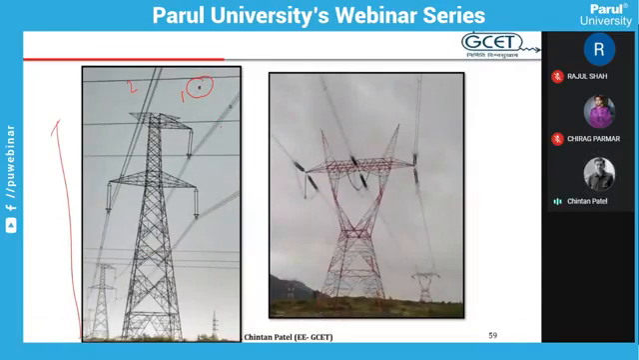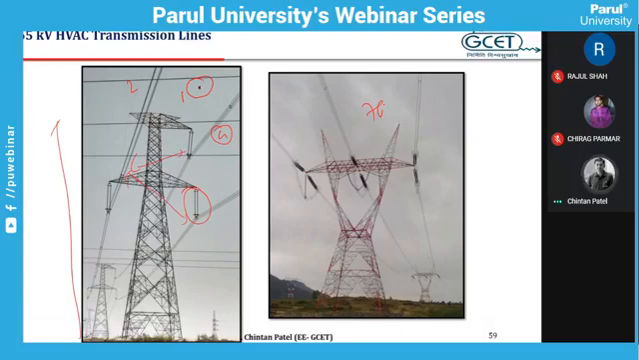Then 4 conductors per bundle, number of insulator discs, height of the tower, shape of the tower, and distance between two conductors. All these are saying that this is certainly a 765 kV transmission line. So whenever you visit Parul University after the completion of the pandemic, try to find out all these identification marks in 400 kV and 765 kV transmission lines.